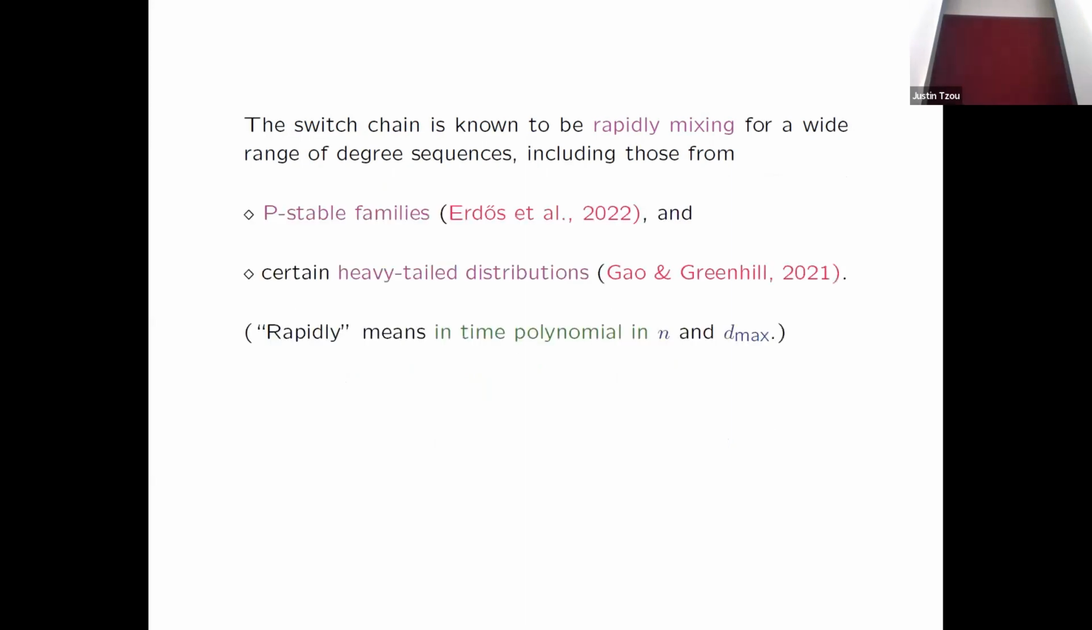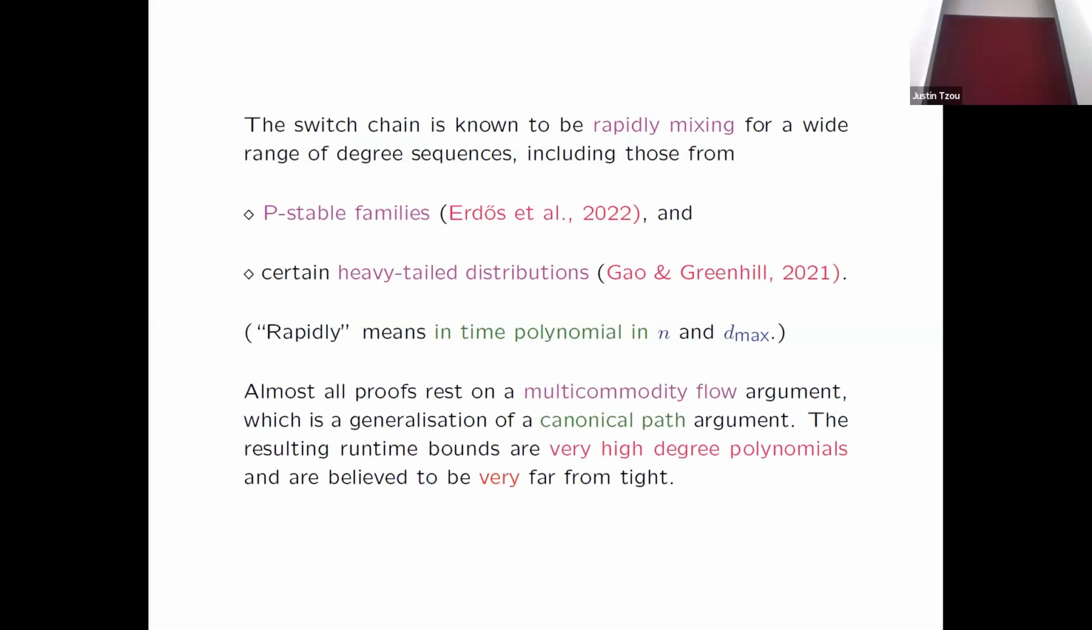People have analyzed this, and it's known to be rapidly mixing in a wide range of degree sequences. I'll just mention a couple of the relatively recent results that pull a lot of things together. There's a thing called a P-stable family of degree sequences, which arose from early work of Jerrum and Sinclair from 1990. With Peter Erdős and his team, we were able to prove that the switch chain is rapidly mixing whenever the degree sequence is P-stable, whatever that means. And then with Jane Gao, we were able to prove for the first time that for heavy-tailed distributions, the switch chain converges rapidly. And rapidly means polynomial time.